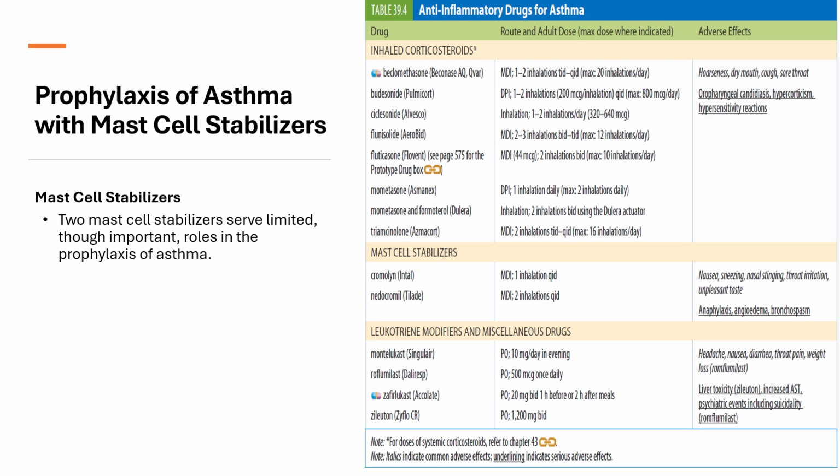Prophylaxis of asthma with mast cell stabilizers. You have cromolyn and nedocromil. They are classified as mast cell stabilizers because their action serves to inhibit mast cells from releasing histamine and other chemical mediators of inflammation. By reducing inflammation, they are able to prevent asthma attacks.